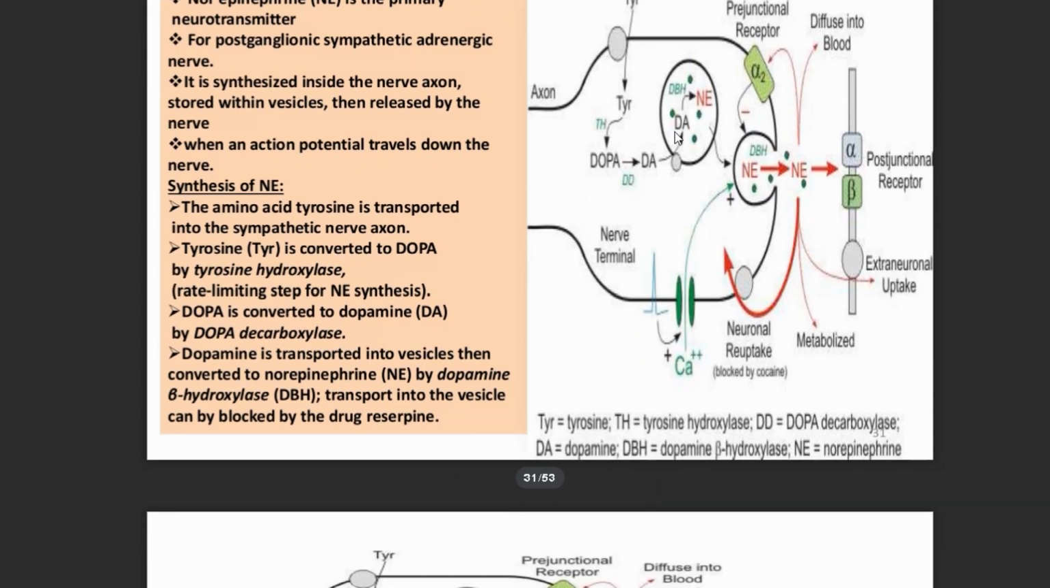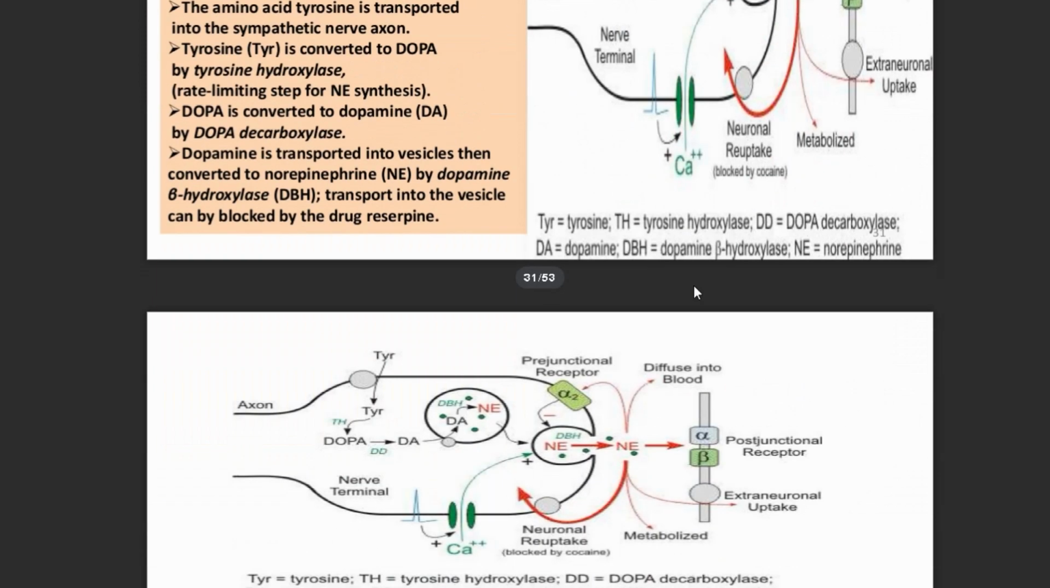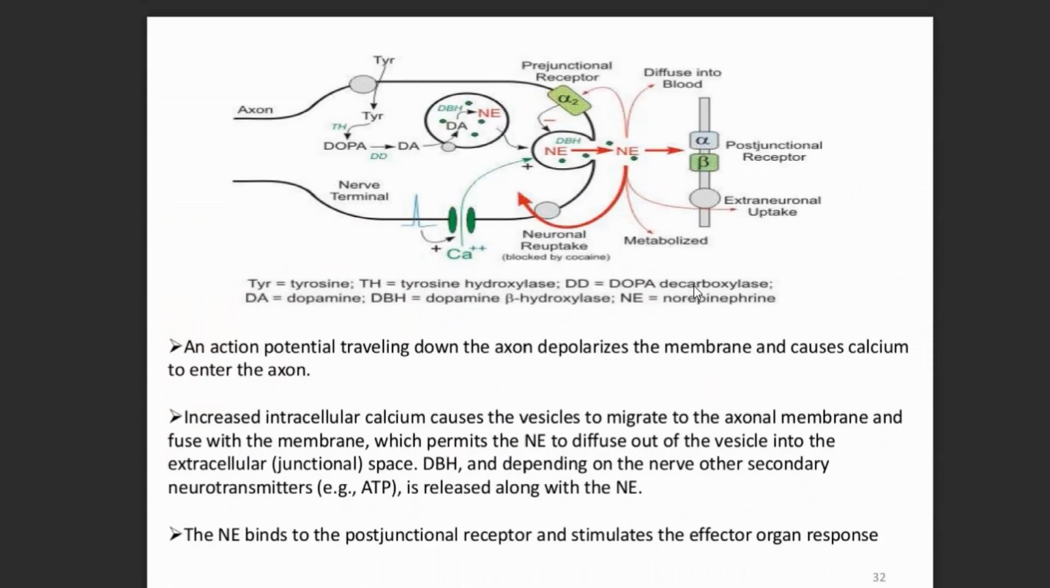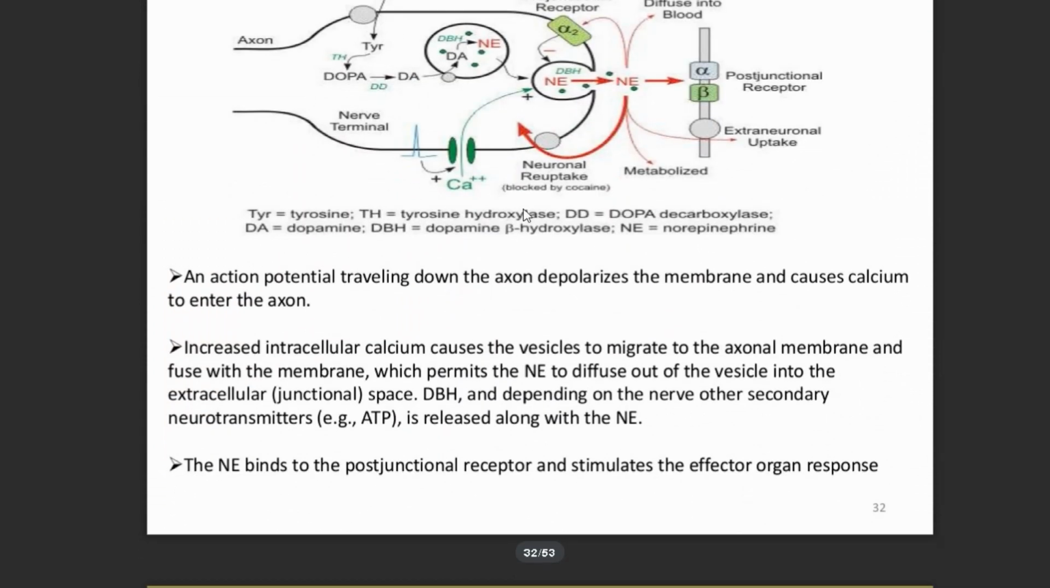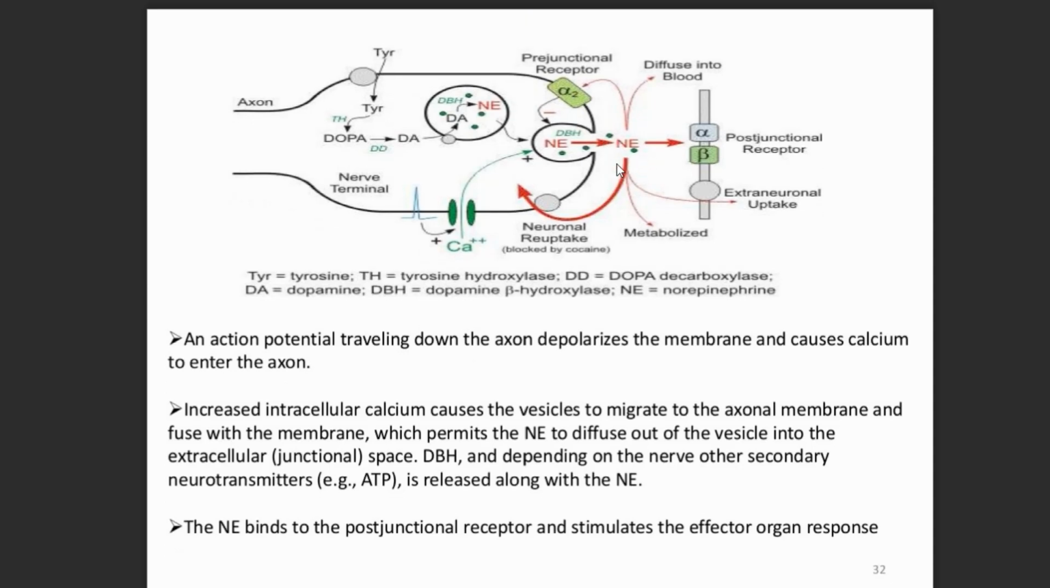Again, the norepinephrine is made inside the synaptic vesicle. As I told you already, when the action potential is running, it will cause the opening of calcium channels, which will cause calcium entry, and the synaptic vesicle will fuse with the membrane and release its neurotransmitter.